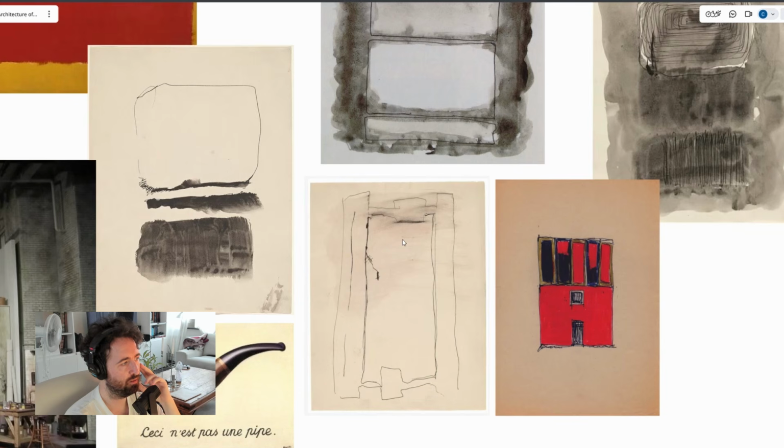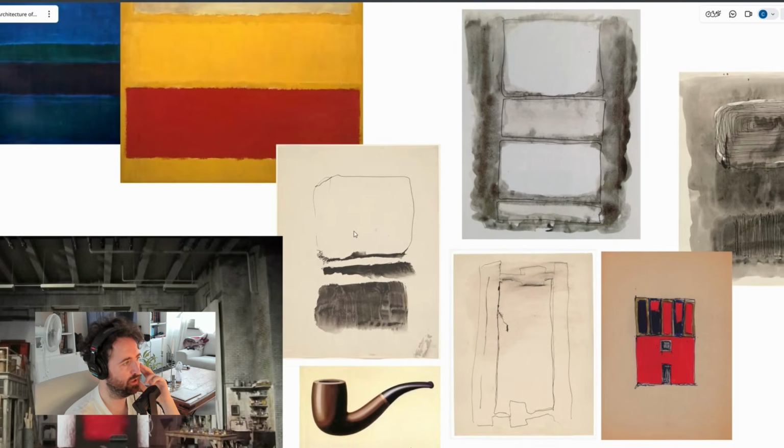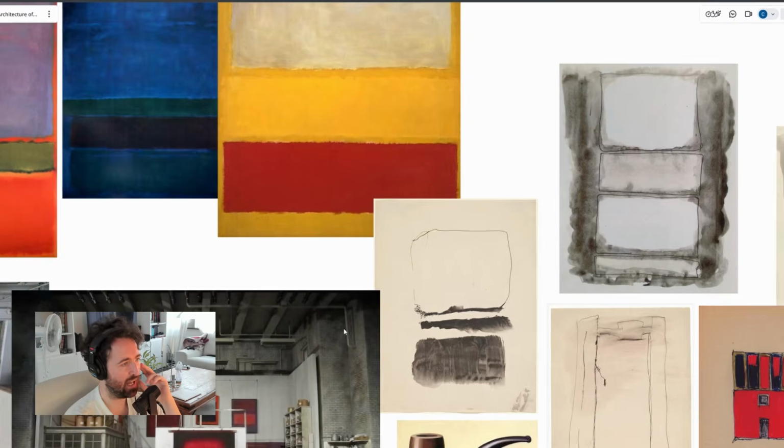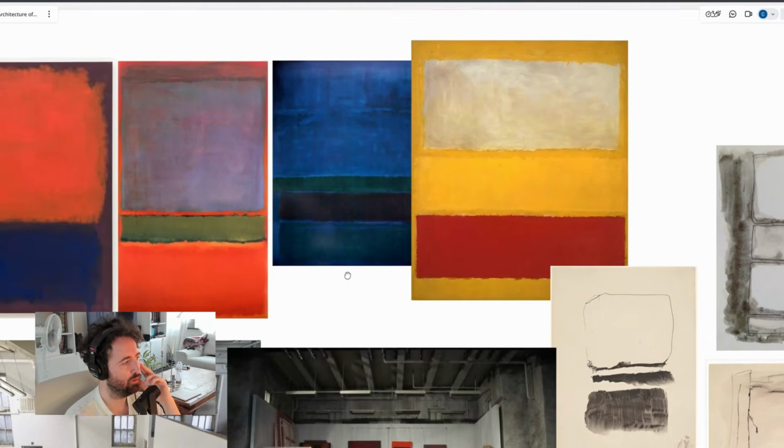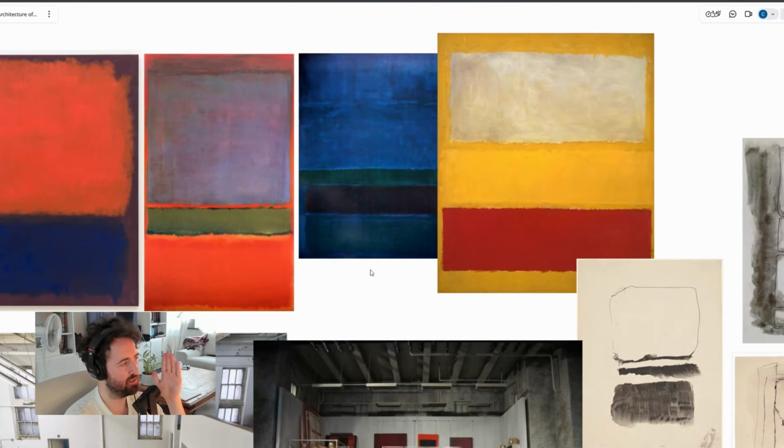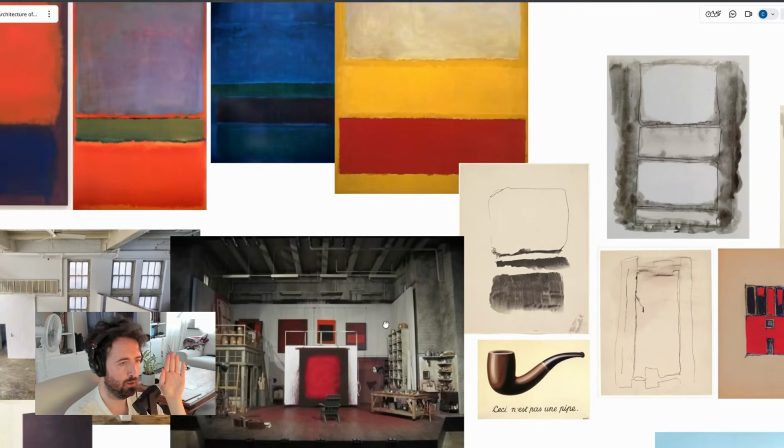And again, with the exception of maybe the Seagram Murals, which we're going to talk about in a minute, a lot of Rothko's work has a human scale to it. They do mimic the proportions and the scales of a window or a door or a threshold or a room. Not the Seagram Murals necessarily, but we'll talk about that shortly.